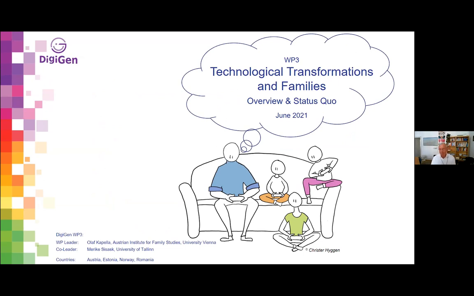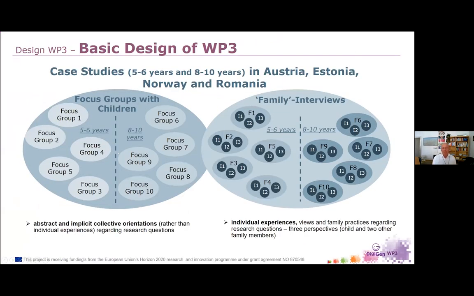By doing that, it's important to understand that this is a qualitative research where we're trying to see family in a broad sense. On the one hand, we are looking at children from 5 to 6 years and their families, and children from 8 to 10 years and their families. This qualitative study is done in Austria, Estonia, Norway, and Romania. That's what we call the case studies, where we are looking closer at the situation in four different countries within the European Union. And in the family work package, we were focusing on very young children, because what we see in research is that studies with younger children are really under-researched.